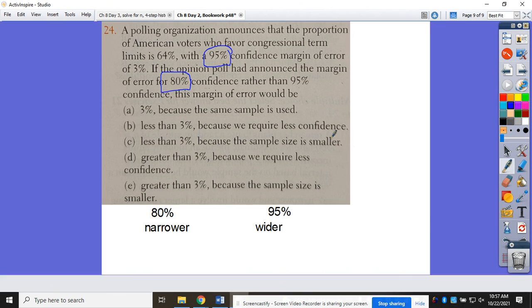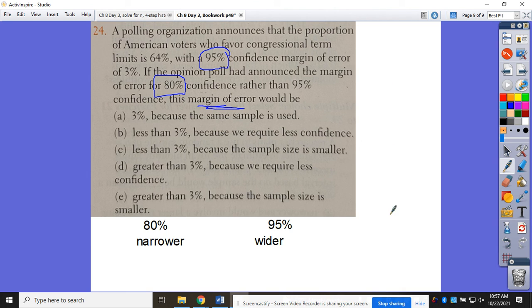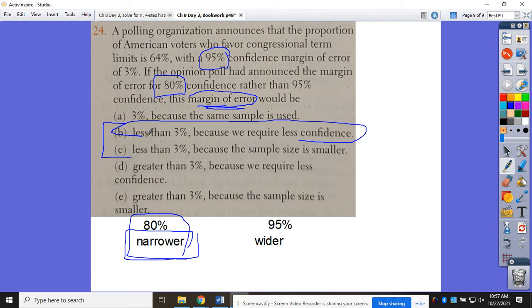Well, it's asking about margin of error. So margin of error is literally how wide it is just on each side. So my 80% is going to be what margin of error in relation to this one? Well, it's going to be narrower, so my margin of error is less than. Is it less than because we require less confidence, or is it less than because our sample size is smaller? Because did it tell us anything that we changed the sample size? So your answer is B.